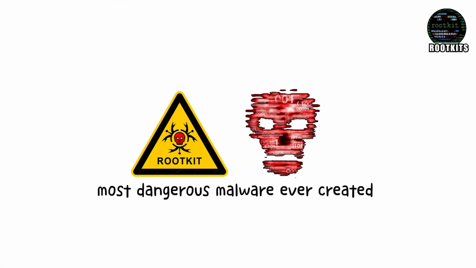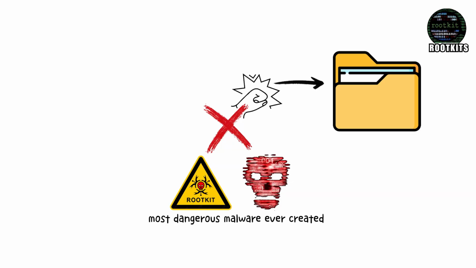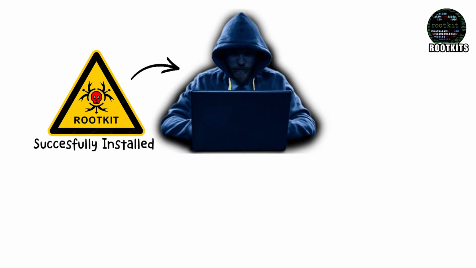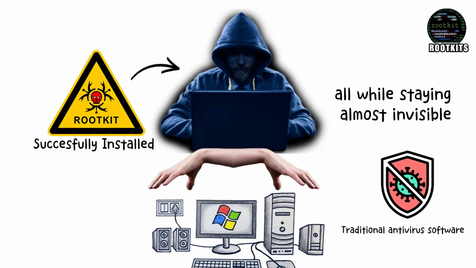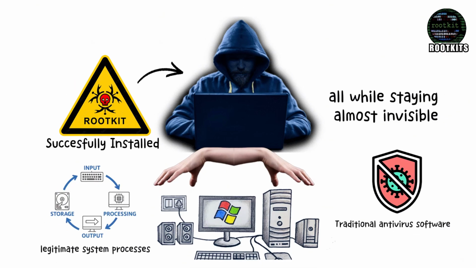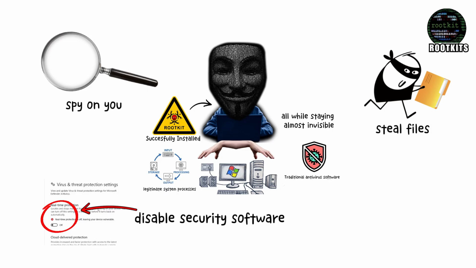Rootkits. Rootkits are some of the most dangerous malware ever created because they don't just attack files, they hide inside the deepest parts of your operating system. Once installed, a rootkit gives hackers near total control of your computer, all while staying almost invisible. Traditional antivirus software often can't detect them because rootkits disguise themselves as legitimate system processes. That means hackers can spy on you, steal files, disable security software, or even install more malware without you knowing.